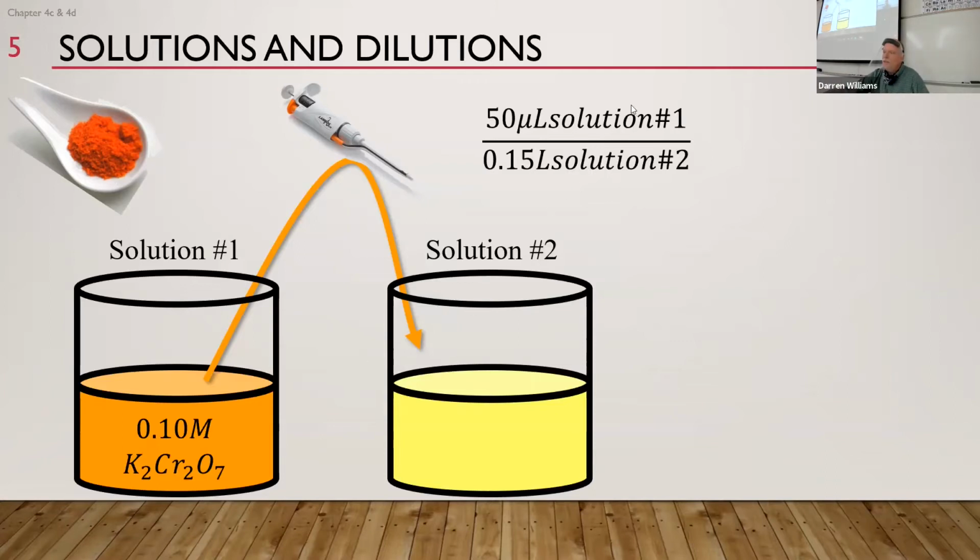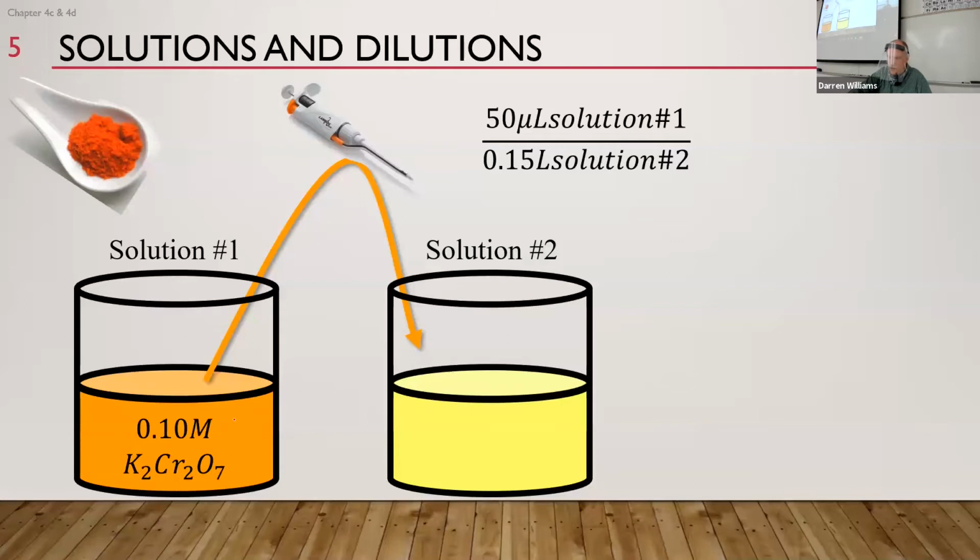But it doesn't look like the solute. It looks like a solution on top. And so what we need to do is convert this out of volume and into moles. And we have that number here. This 0.1 is 0.1 moles of dichromate per liter of solution. So this right here is our conversion factor for the next level.